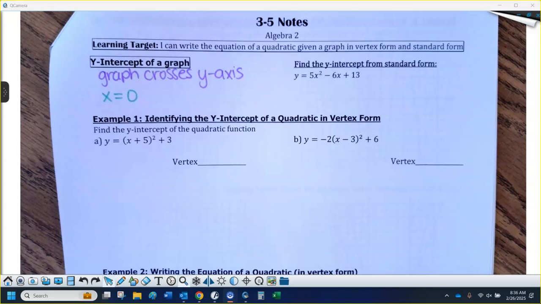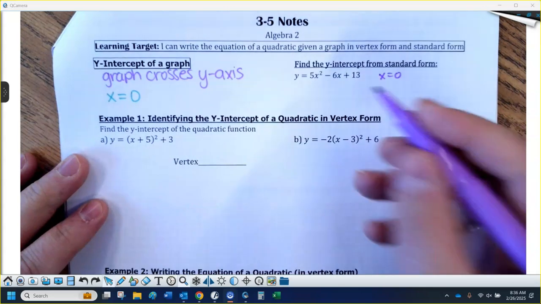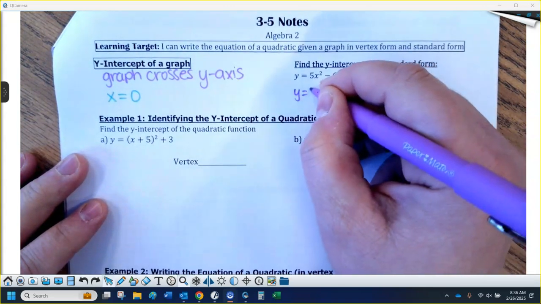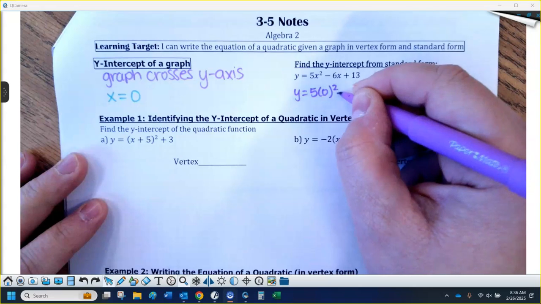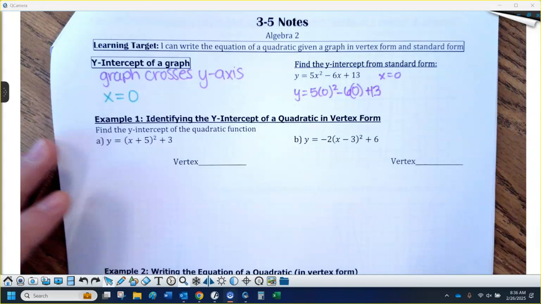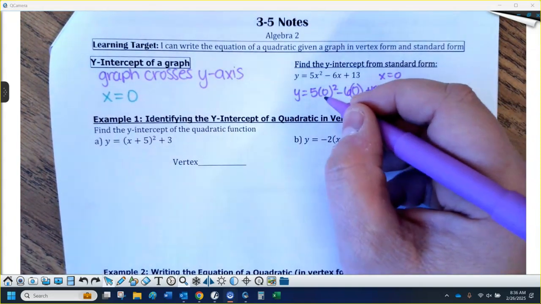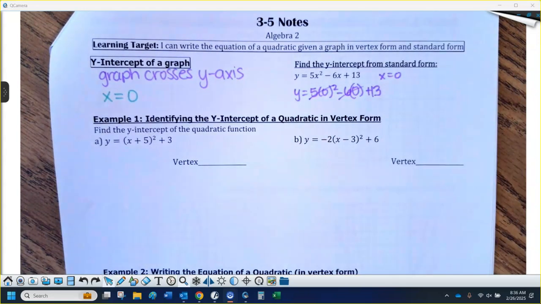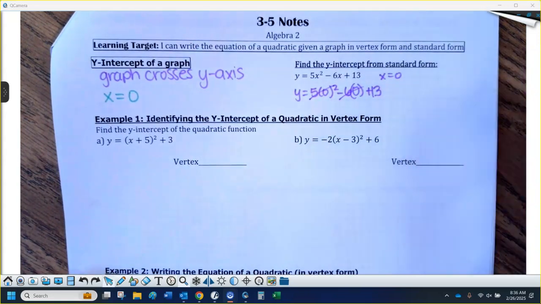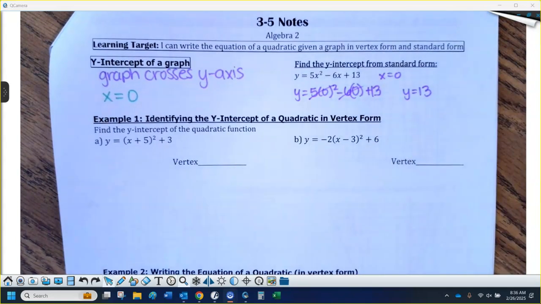So if you have standard form, if you guys remember doing this a couple days ago, all you do is literally plug in 0 for x. If you have standard form, you can actually kind of see the y-intercept. You don't really have to do this work, but I'm going to do it on this question so you guys can see. Everywhere you see an x, you would just replace it with a 0. And if you're working with the quadratic in standard form, it wipes out those first two lovely terms because you're multiplying by 0. So if x is 0, y is just 13.